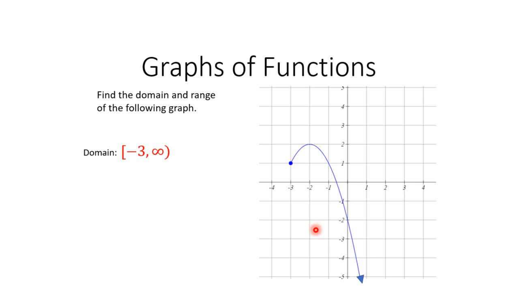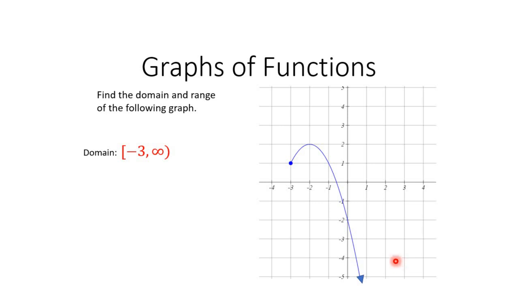Now let's talk about the range. We're going to do the same thing, except we're going to do it from bottom to top. I look for the ordered pair that's furthest to the bottom, the lowest ordered pair on the graph. But this arrowhead means there is no such ordered pair. There is no ordered pair that's the lowest on the graph.